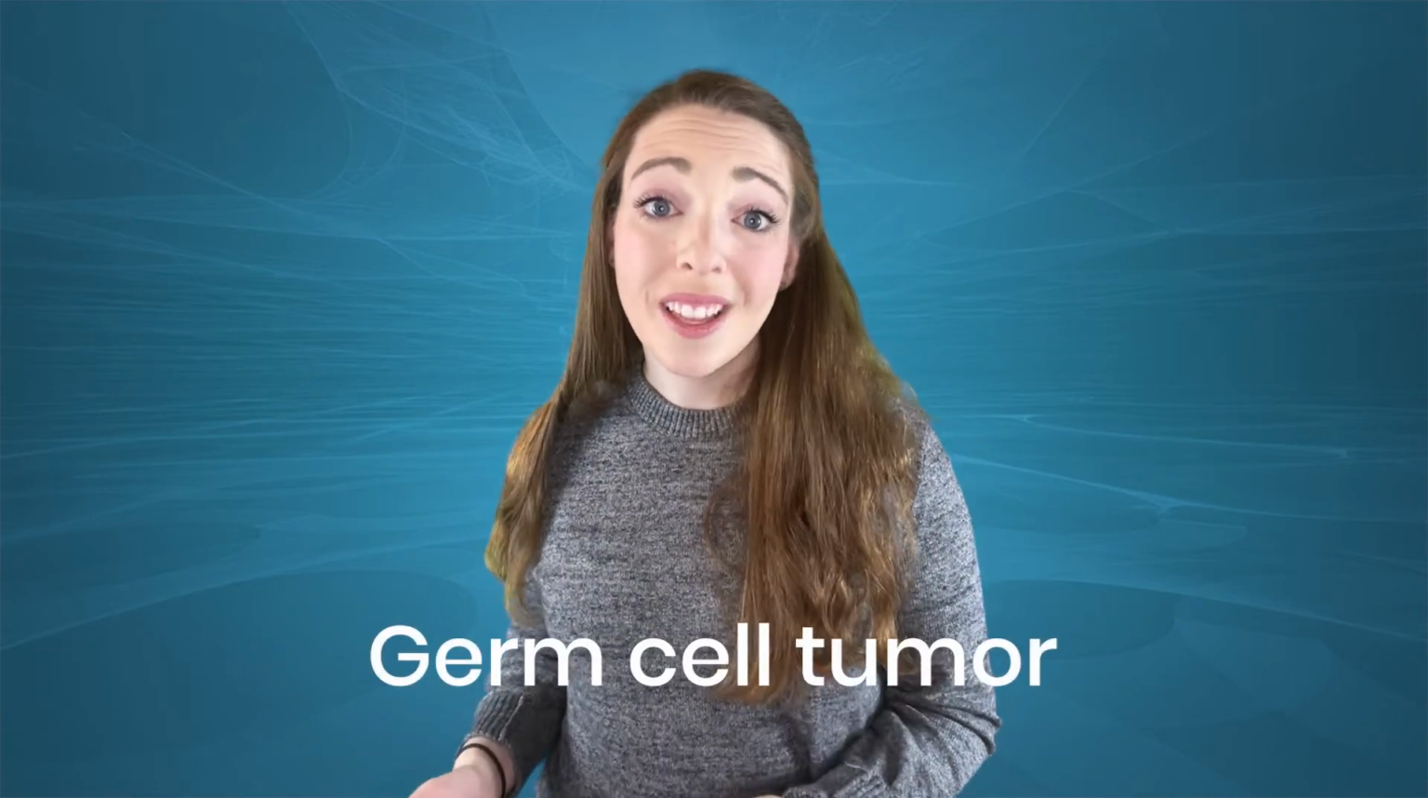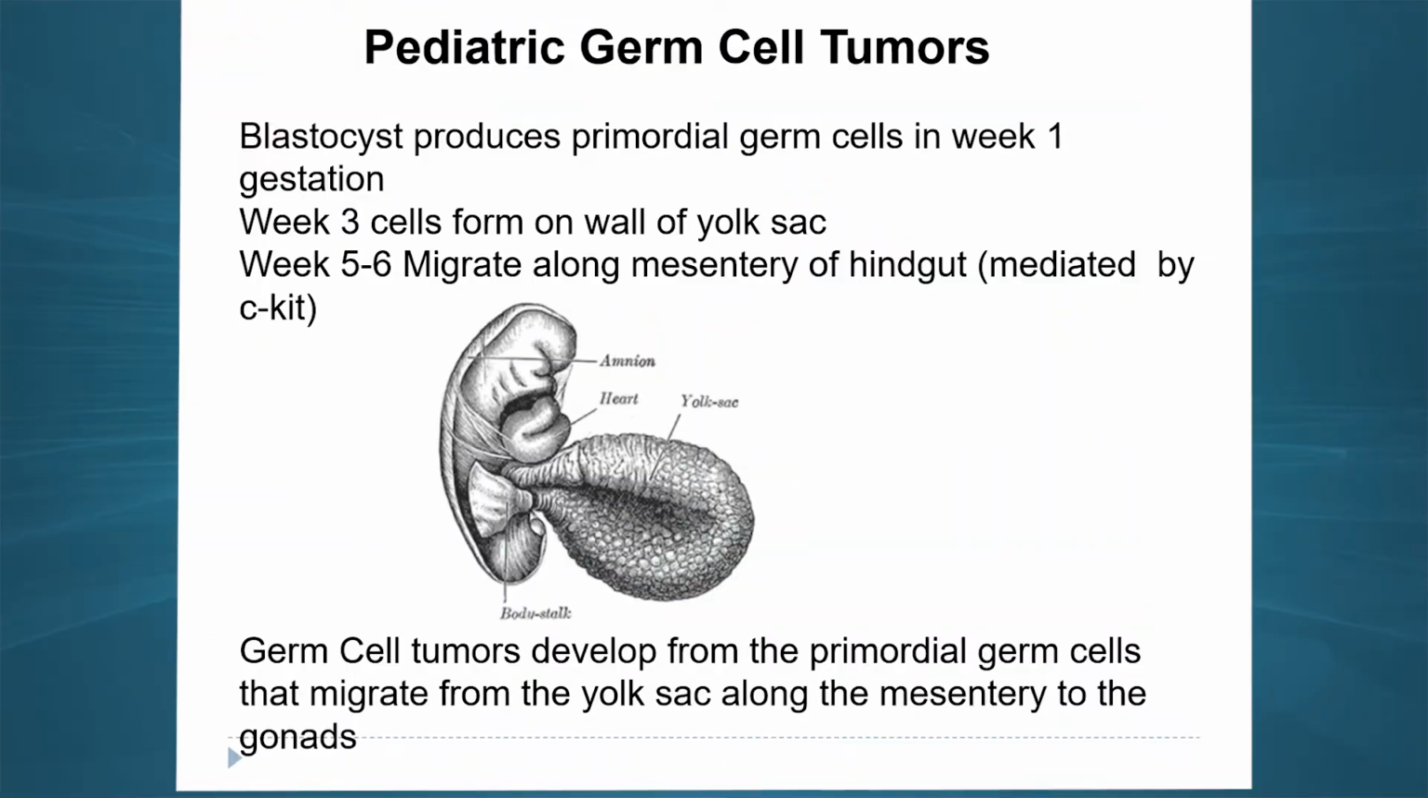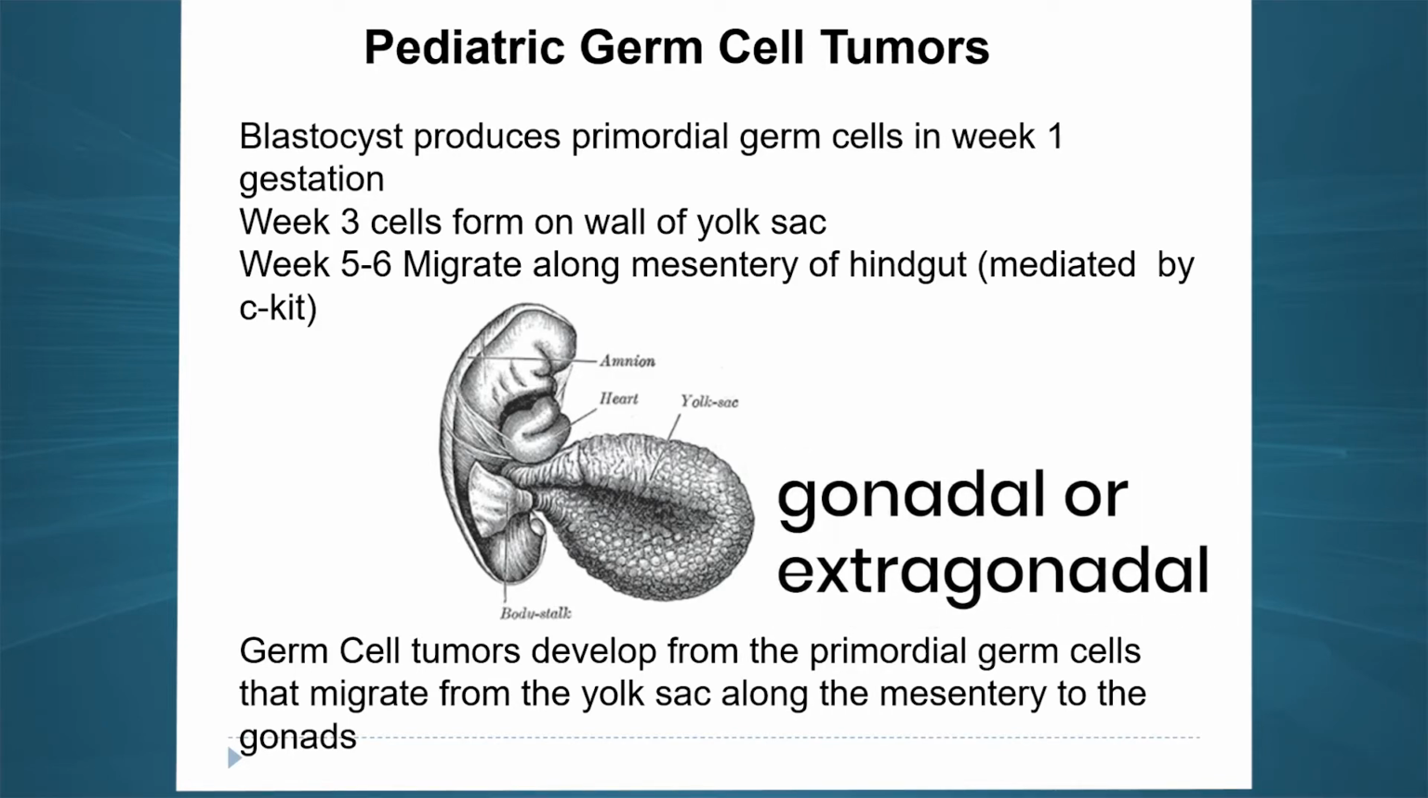Okay, so the next type of ovarian neoplasm to consider is a germ cell tumor. And for this, I need to brush up on some embryology. If we think about the blastocyst and the primordial germ cell that happen in the first week of gestation, at week 3, the cells form the wall of the yolk sac, and they migrate along the mesentery of the hindgut. And so germ cell tumors, as you know, can be gonadal or extragonadal, right? So sacrococcygeal teratomas, or you can have teratomas in your chest.